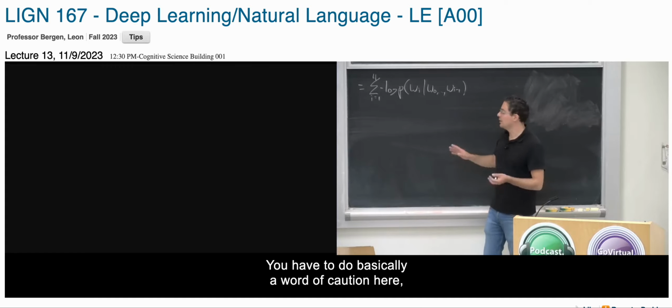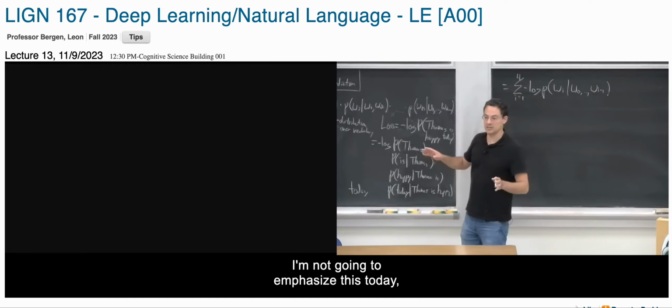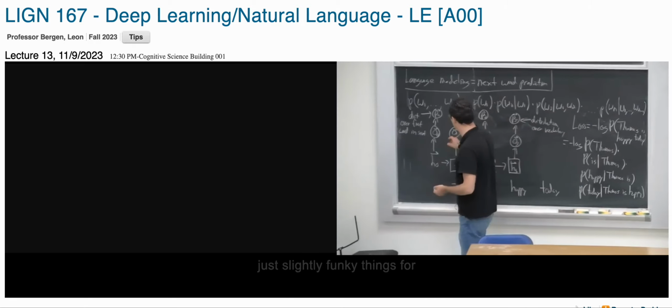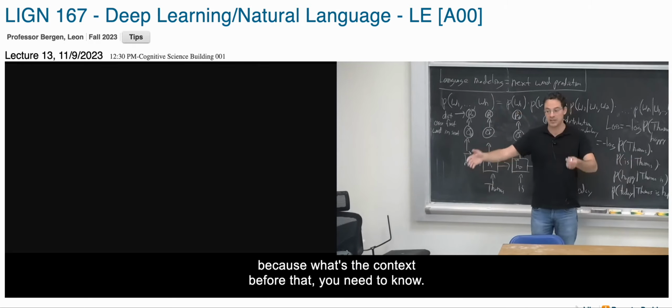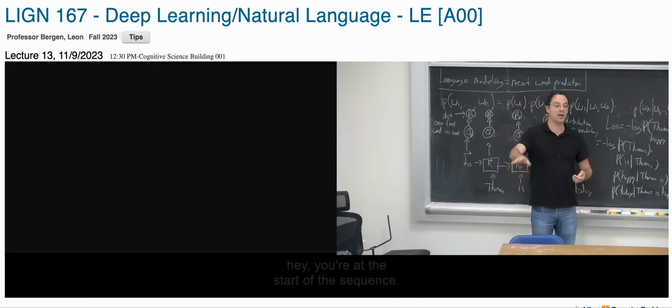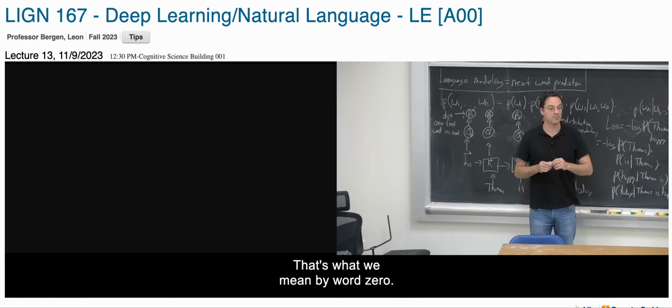You have to do funky things. A word of caution here, I'm not going to emphasize this today, but you have to do slightly funky things for the first word in the sentence, because what's the context before that? You need to know the sentence starts here. So usually you'll have a special token that tells you, hey, you're at the start of the sequence. That's what we mean by word 0. It's like a starter sequence token.